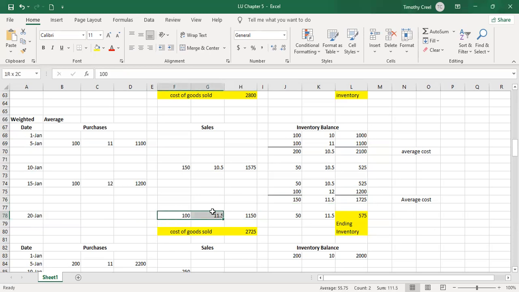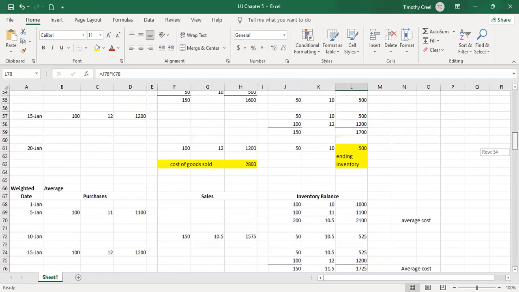This would be our total cost. Our total cost of goods sold would be these two added together, the cost of goods sold from the first sale and the second sale. That would be our total cost of goods sold. And then the value of our ending inventory would just be the units that are left times our average cost, which gives us the value of what was left.